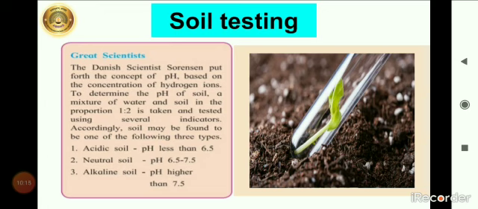The Danish scientist Sorensen put forth the concept of pH based on the concentration of hydrogen ions. To determine the pH of soil, a mixture of water and soil in the proportion 1:2 is taken and tested using several indicators. Accordingly, soil may be found to be one of the following three types: acidic soil, which has a pH less than 6.5, neutral soil, which has a pH of 6.5 to 7.5, and alkaline soil, which has a pH higher than 7.5.